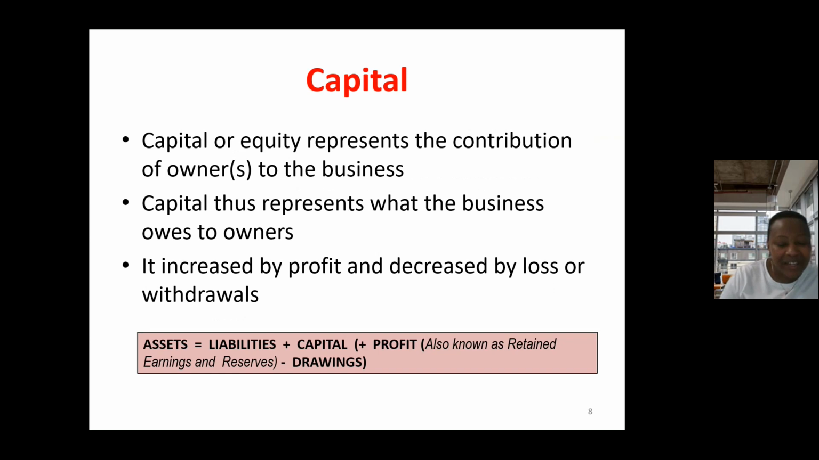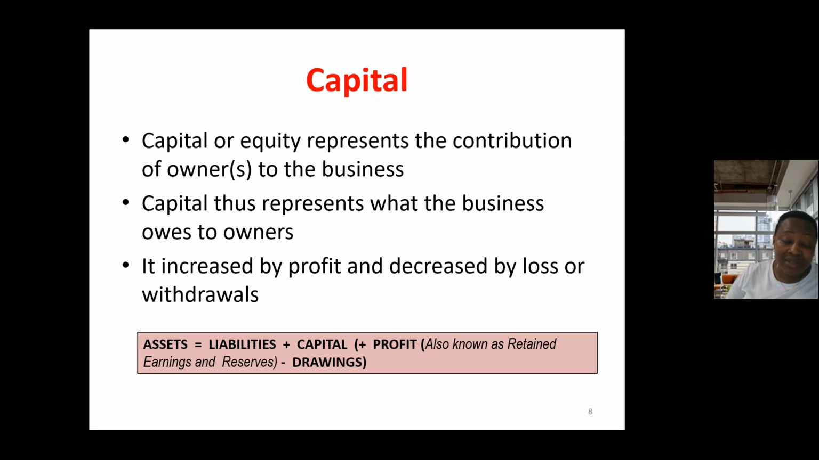Capital, on the other hand, we had said capital is what the owner's input is in the business. So the owner's contribution in the business. It represents what the business owes to the owner. So it appears as though the business owes two people, the owners and the creditors. So capital is the owner's input or contribution into the business.